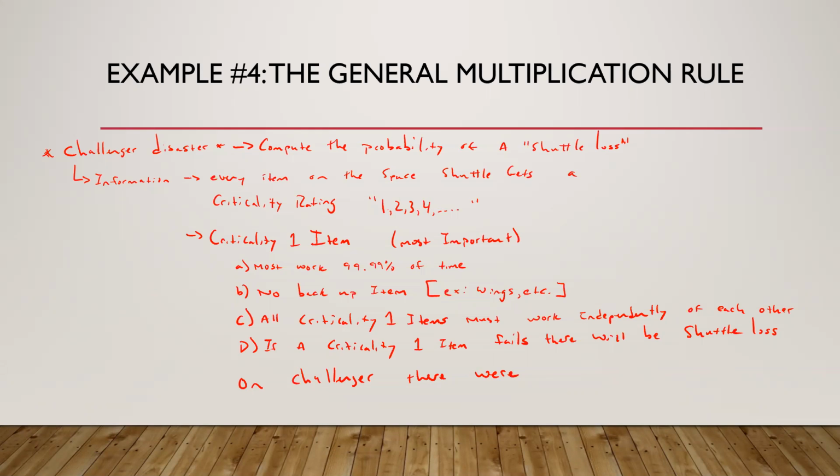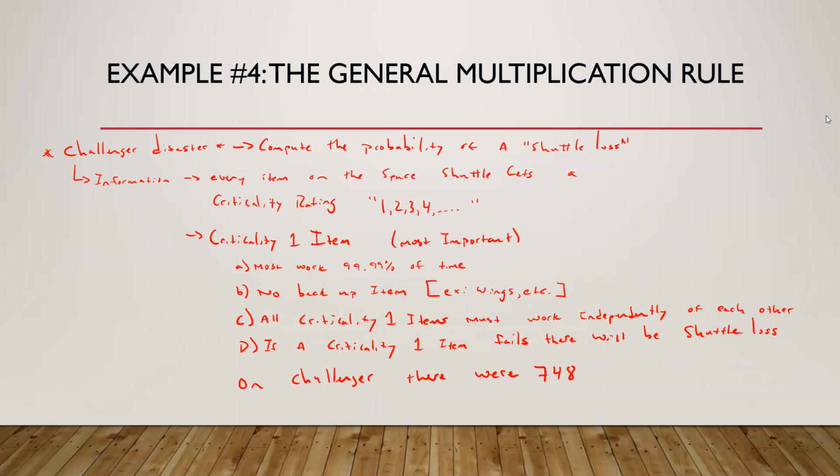Kat says 2000. All right. On Challenger, there were 748 criticality 1 items. Does that seem like a lot to you, to anybody who's still paying attention? Yeah. It seems like a lot to me.